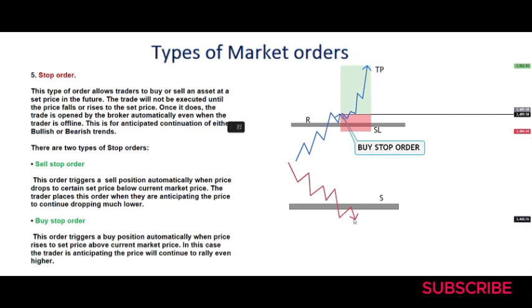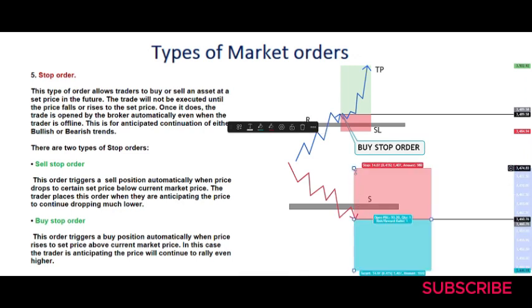You instruct your broker to open a sell position below the support right here, because you're anticipating that the price will break beyond support. So when that happens in the future, even when you are not online, your broker will open a sell position. So that would be a sell stop order, to continue the trend. So you place your sell stop order right there.